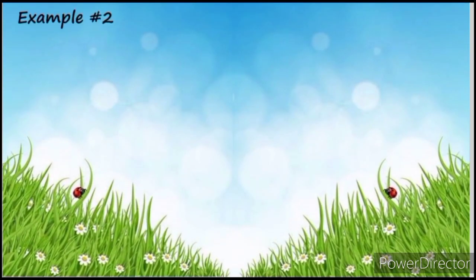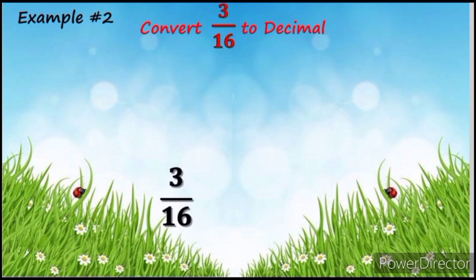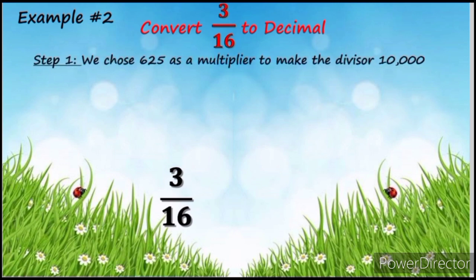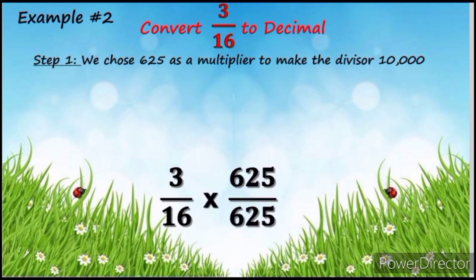Now let's have example number 2. Convert 3 over 16 to decimal. We have here 3 over 16. Step 1. We choose 625 as a multiplier to make the divisor 10,000. 3 over 16 multiplied by 625 over 625.